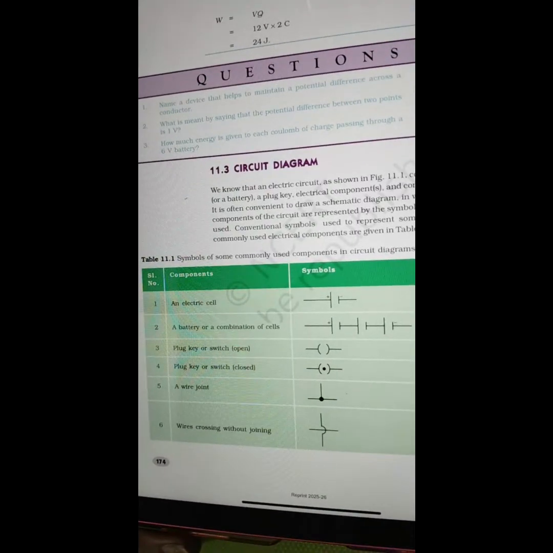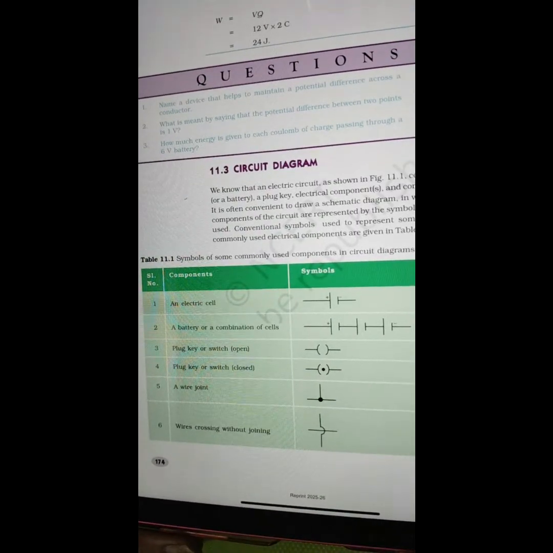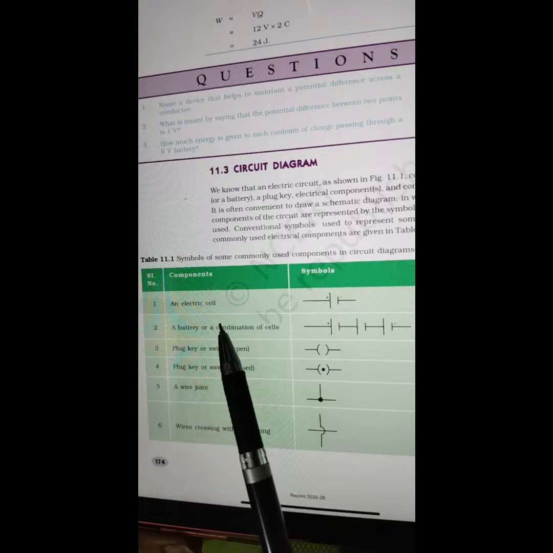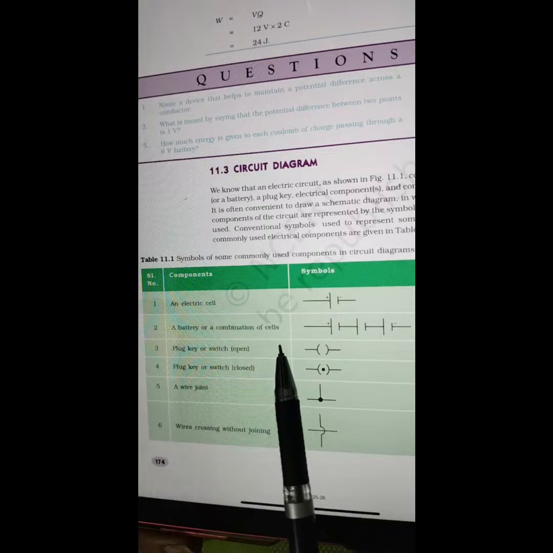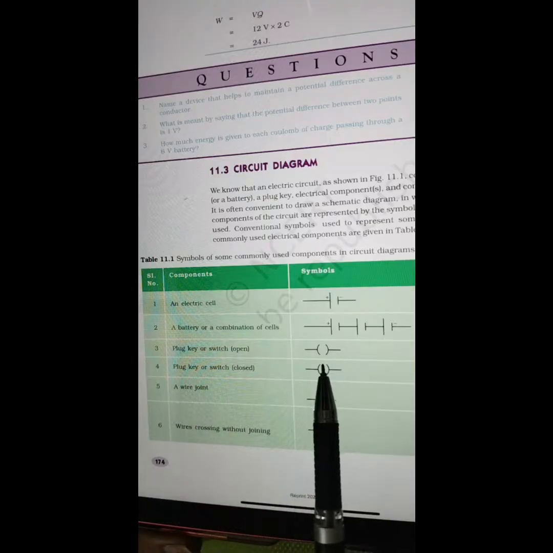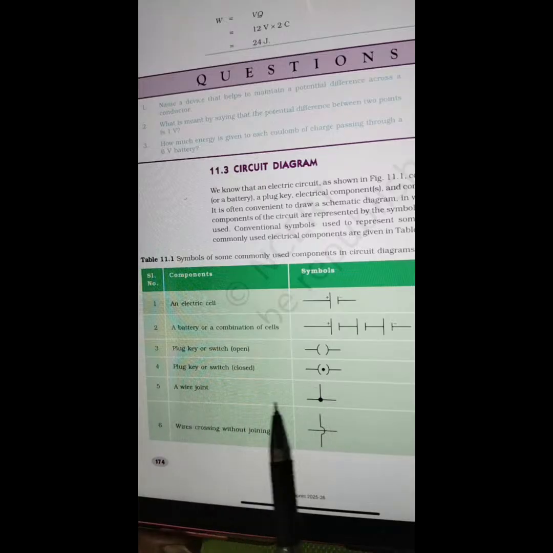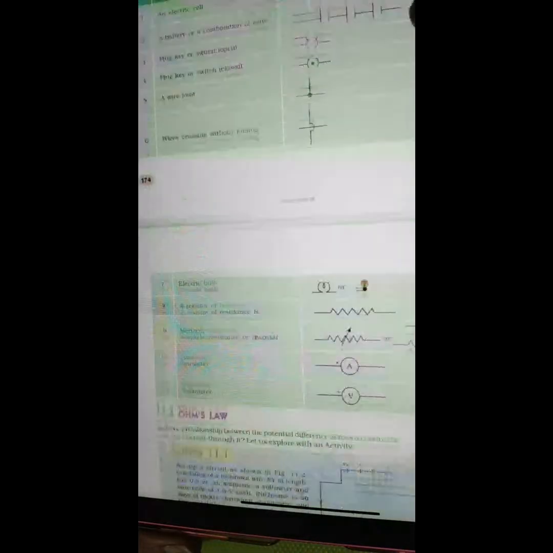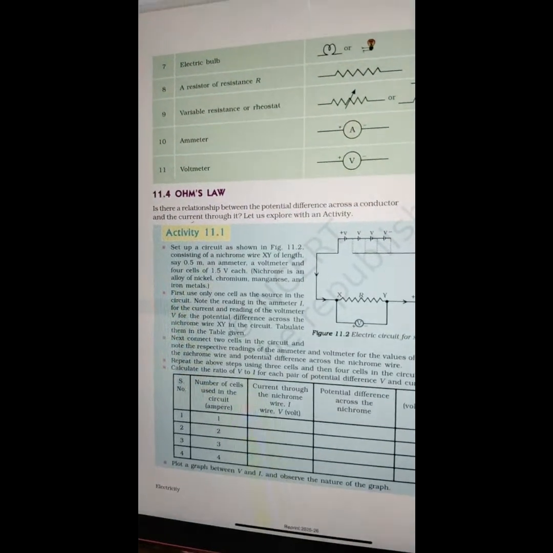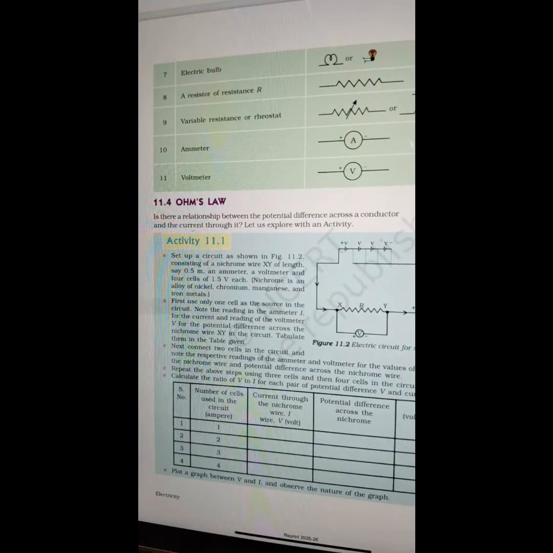Here you need to see the book and you need to practice also. So the symbols are given for an electric cell, a battery or a combination of cells, plug key or switch which is open should be drawn like this, plug key or switch if it is closed should be drawn like this, a wire joint is shown like this, and wires crossing without joining are shown like this. Next page. I hope the screen is completely visible and clear.